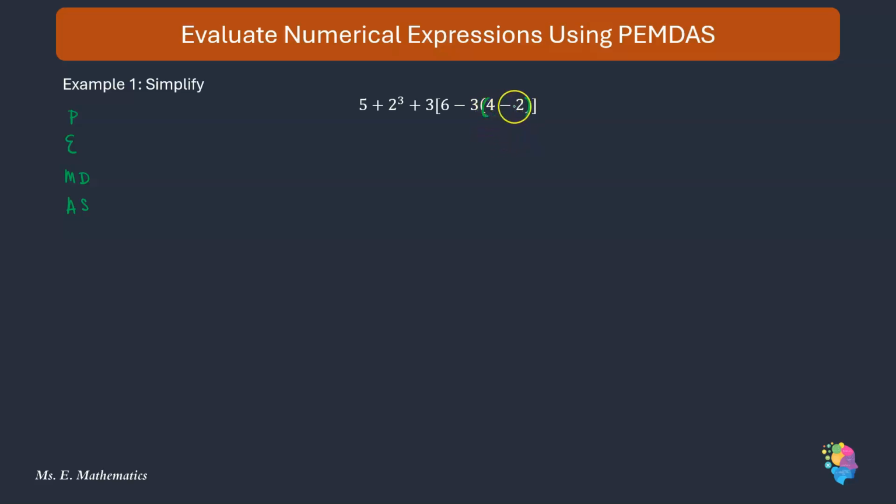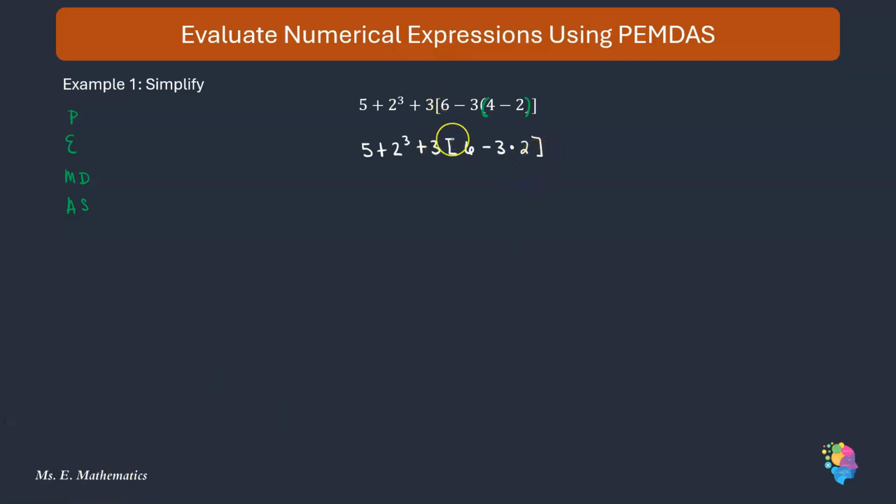So 4 minus 2 will make that a 2. So we're going to bring down the 5 plus 2 to the third plus 3, square bracket, 6 minus 3. And when you have a number outside of parentheses, that means multiplication. I'm going to drop the parentheses and put the little dot for multiplication and then bring down what we simplified. 4 minus 2 will be 2. Don't forget the square bracket.